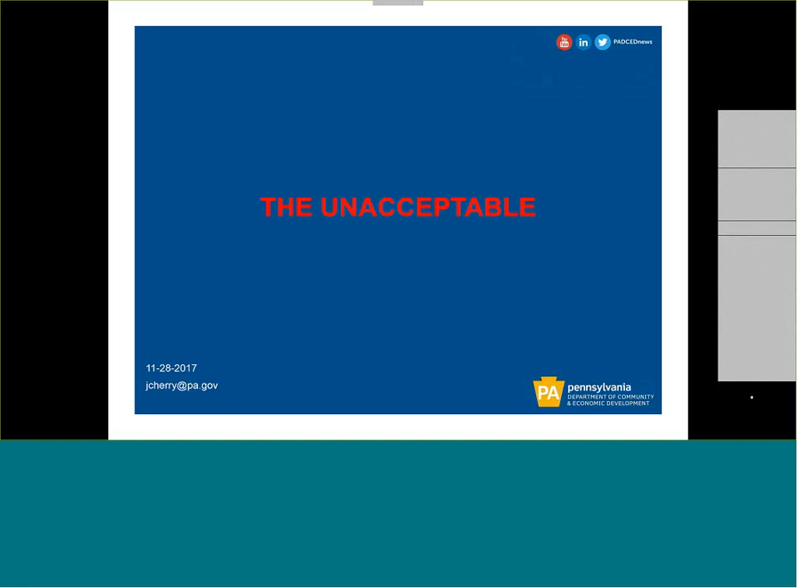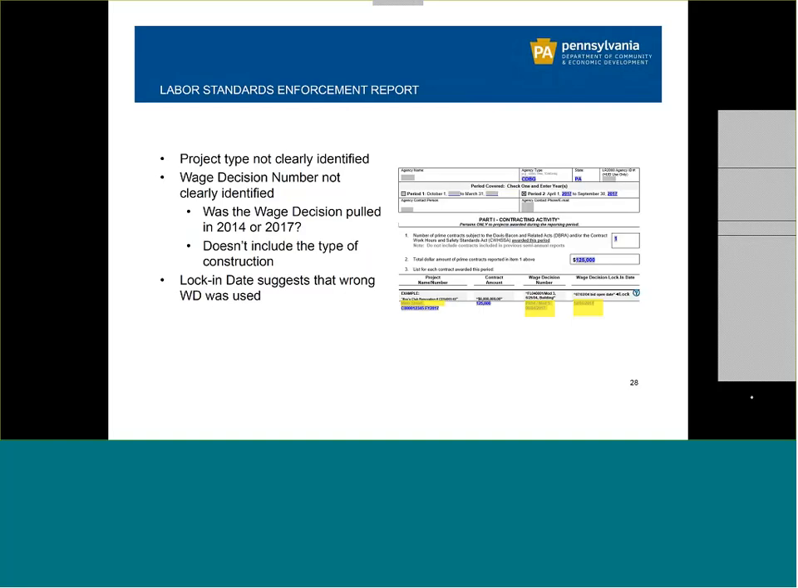And moving on to an unacceptable type of report. This one you can read. It's just the type of project's not clearly identified. This one only references that it's a Main Street. What type of project is it? Is it sidewalk improvement, street reconstruction, sewer line type of project?